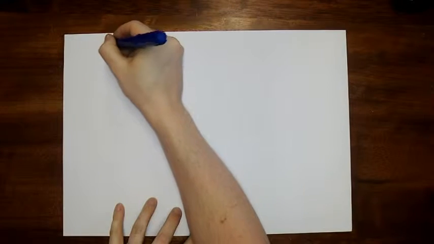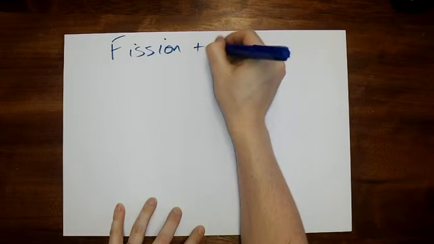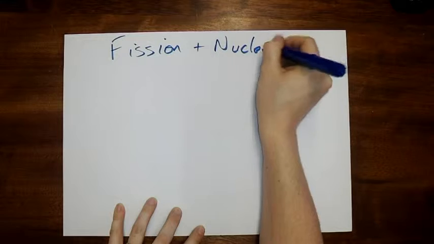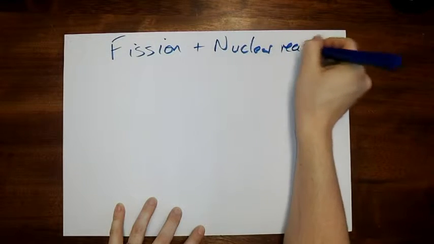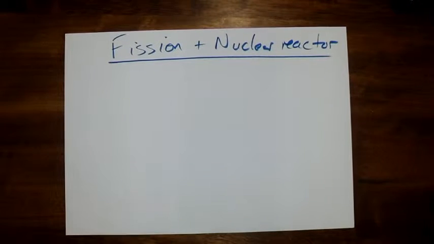Right, I'm going to talk about fission and the nuclear reactor. So, we're going to start off with fission and the process by which unstable nuclei are split and release energy.